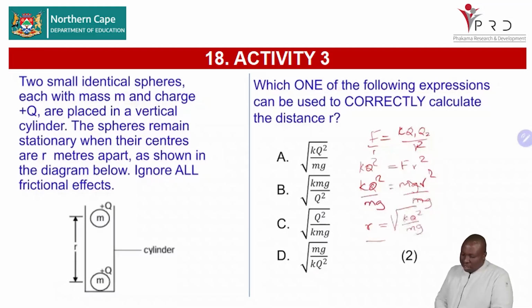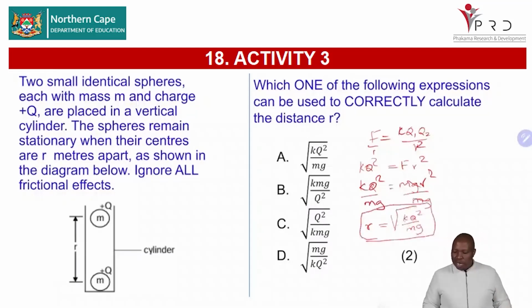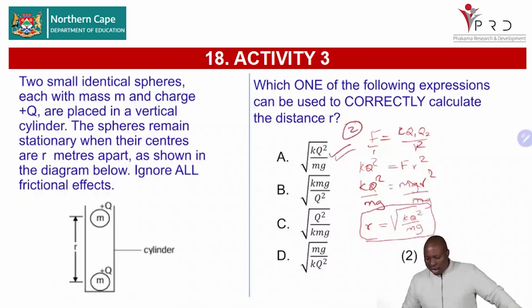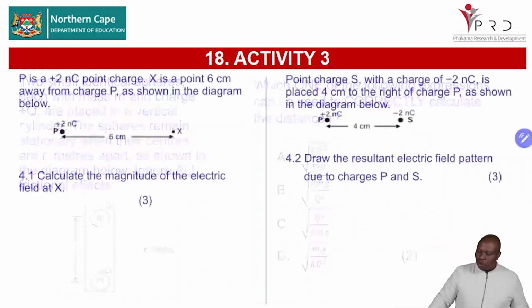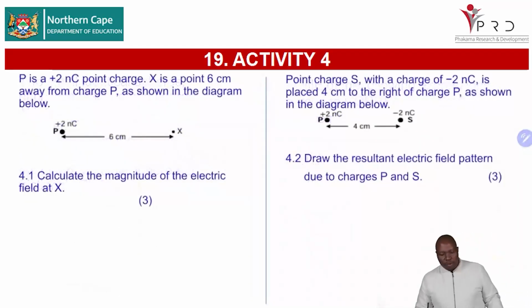You see, I didn't go and thumbsuck the answer. I've done the necessary working to get to the correct answer. KQ squared over mg. So you're able to see that your answer is A, with 2 marks. So it is very important that you do the calculation, and when you choose the answer, you are 100% sure that you are going to get your 2 marks. I've done the question correctly.